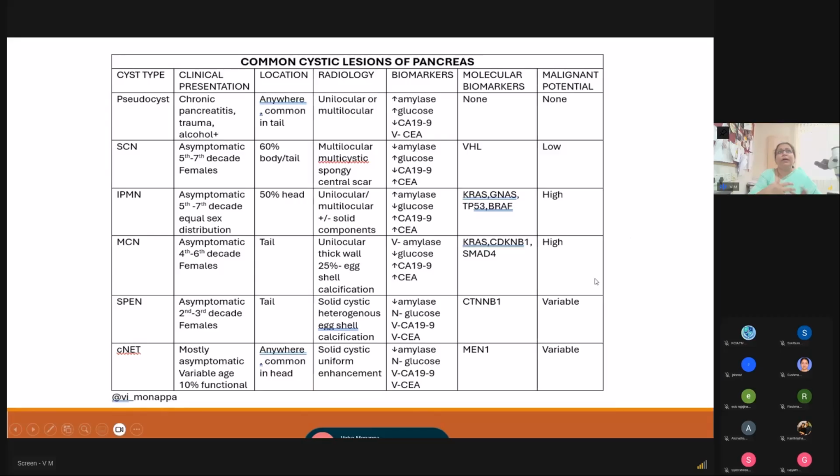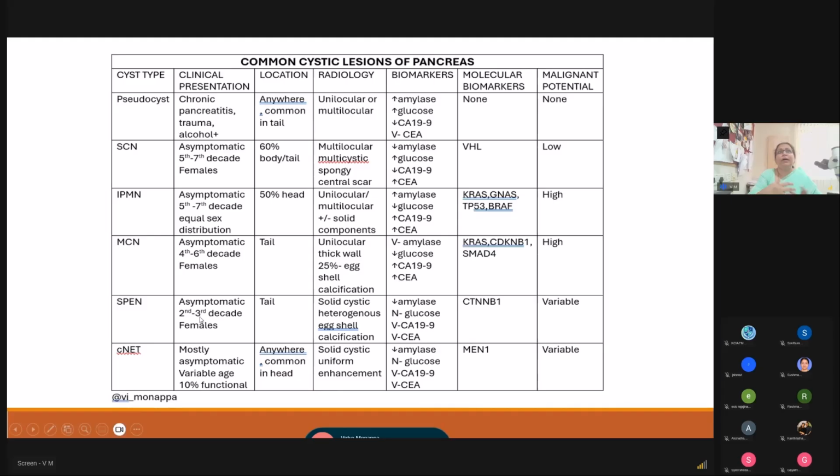Look at the molecular profile, the molecular biomarker that could be done here. KRAS is common to both IPMN and mucinous cystic neoplasm, but you can do the other markers like SMAD4 or CDKN2A. That will be positive here. Malignant potential is high. Then you know the SPEN is not really a benign tumor. It is considered to be a malignant tumor, but it has only a locally aggressive nature. So when I say variable malignant potential, I mean the risk of metastasis.